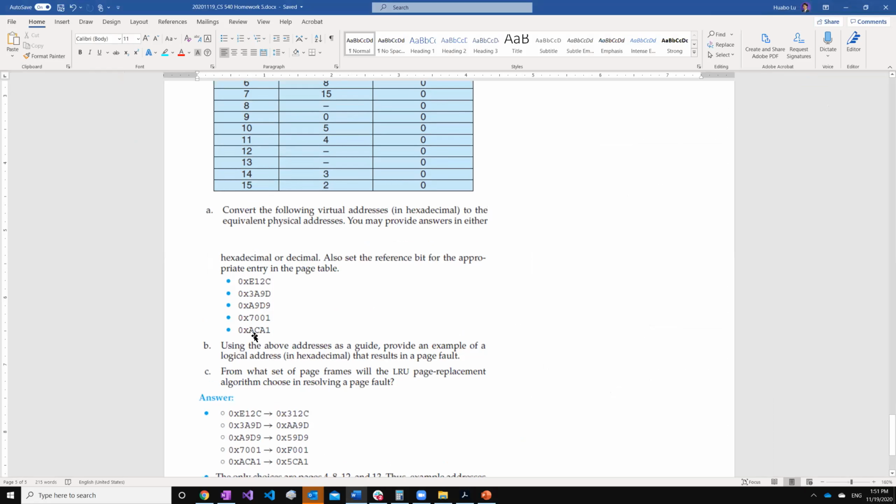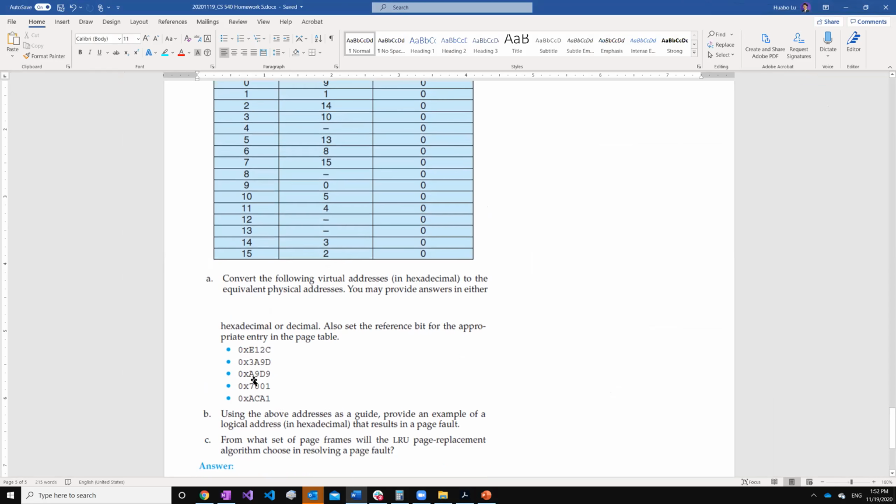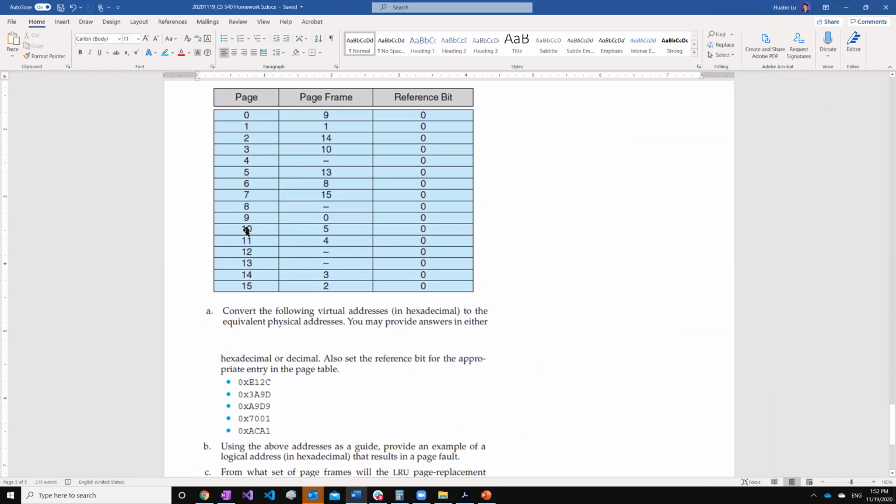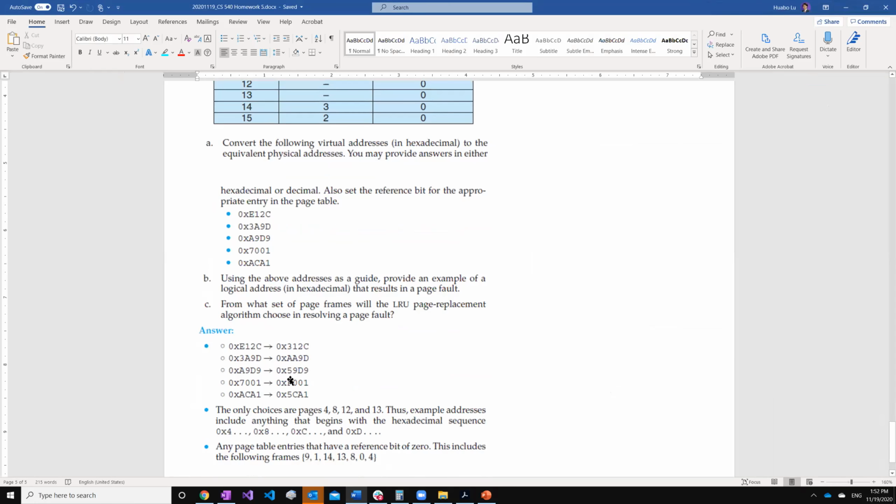Now the next one, A9D9. So the quotient will be A, which is 10 in this page, okay? And that corresponds to the frame 5. So you are going to convert that into the 5 and with the remainder 9D9 here, okay?